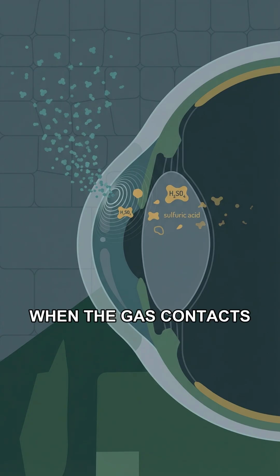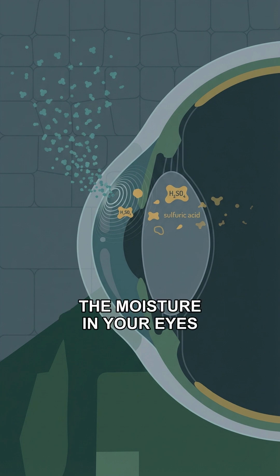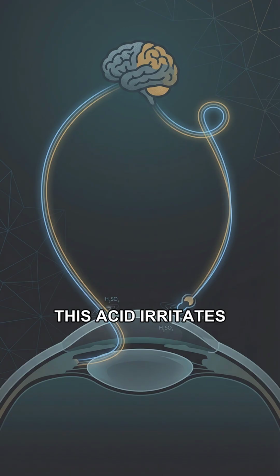When the gas contacts the moisture in your eyes, it forms a mild sulfuric acid. This acid irritates the cornea's nerve endings.